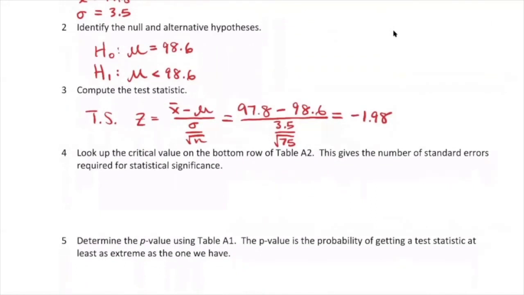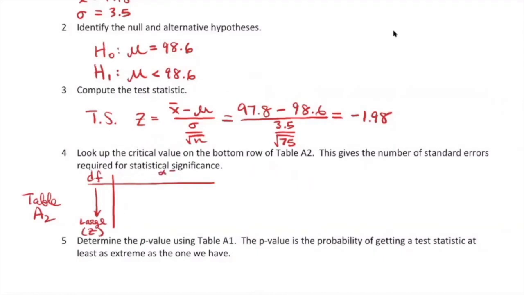So on the bottom row of table A2, remember that's the one that asks for degrees of freedom. That's for t-tests. Z distributions are just under large here, and in parentheses we write Z. Okay. Our alpha was 0.03, I think. Yeah.